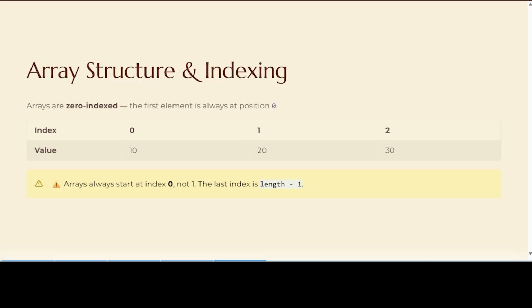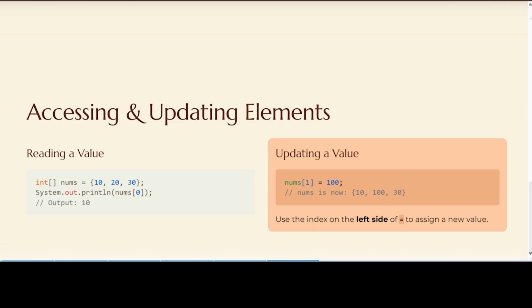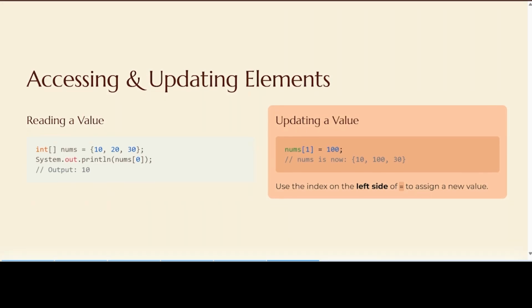Likewise, you index the values in the array. Many beginners expect the first element index to be 1, but in Java the first position is 0. Always remember that one. Next we are going to see accessing and updating the elements. Once an array is created, we can read and update the values in the array.